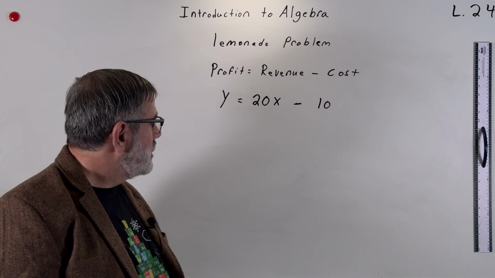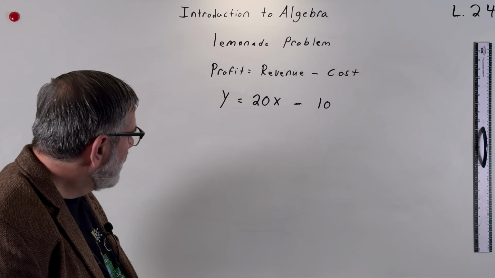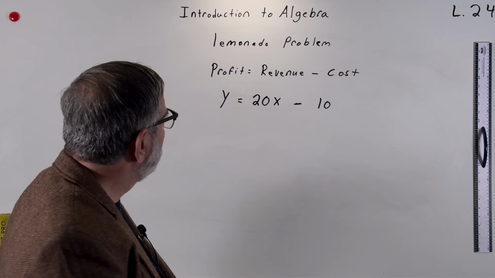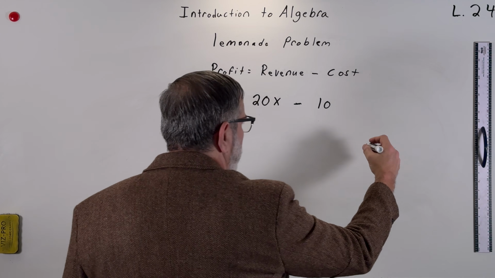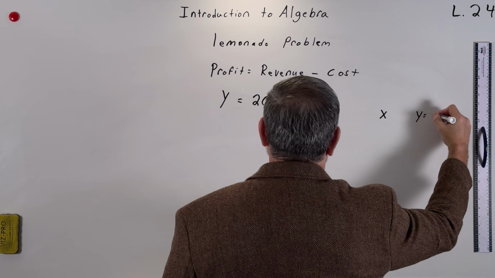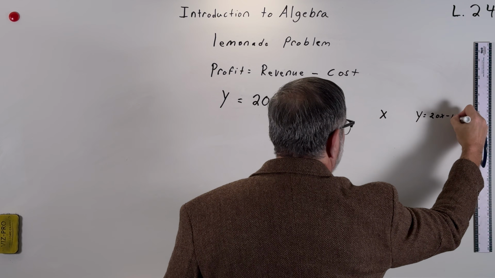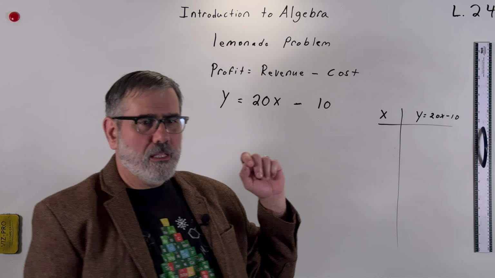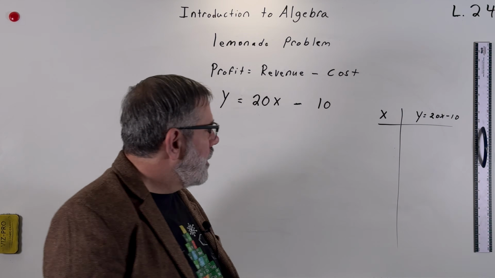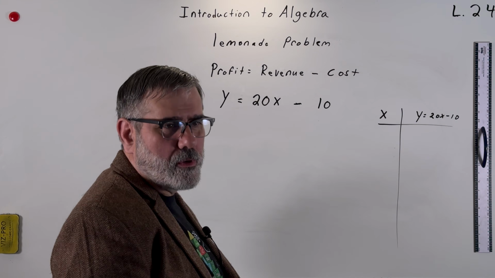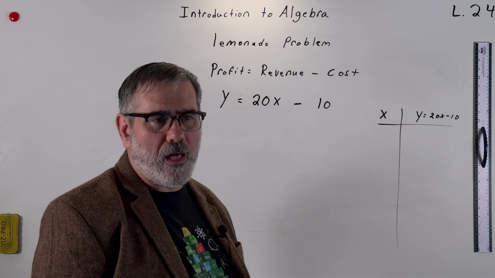Okay? Now, there are a few things that we could do to analyze this lemonade problem. We could, for example, make a table of values. X, y equals 20x minus 10. Oftentimes it's a good idea to write the equation for y in its column in a table. That way you can compute it on the fly. So let's say, where do we start with price? We just need to choose some sample values to consider.